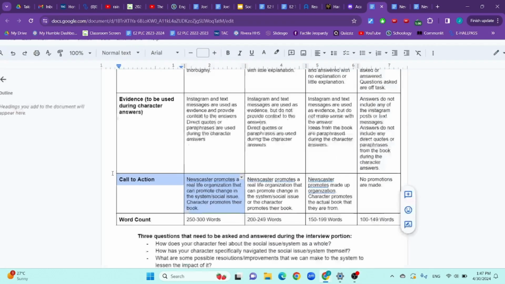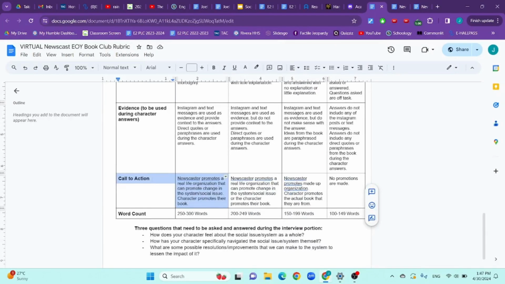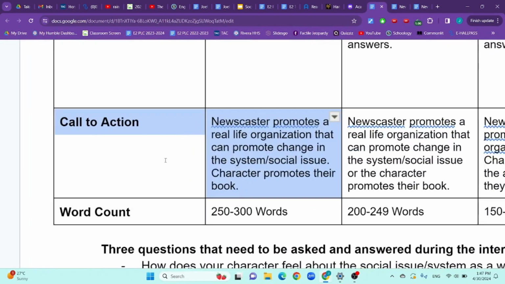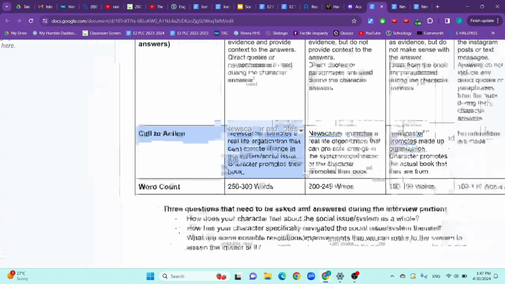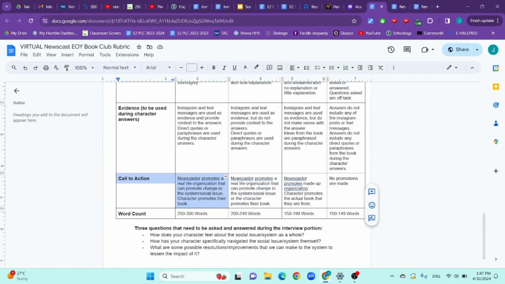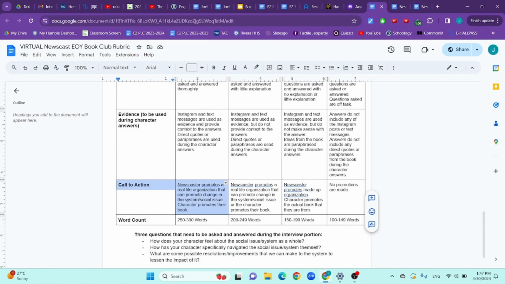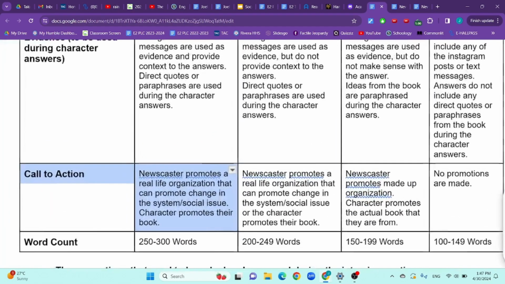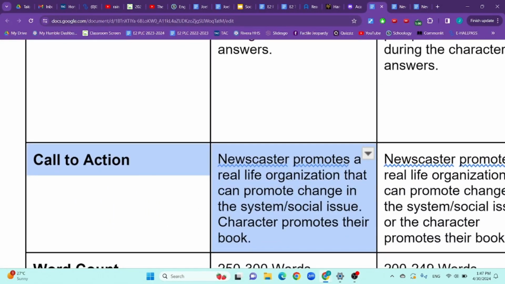So to do this call to action portion of the rubric, the newscaster promotes a real life organization that can promote change or the social issue.